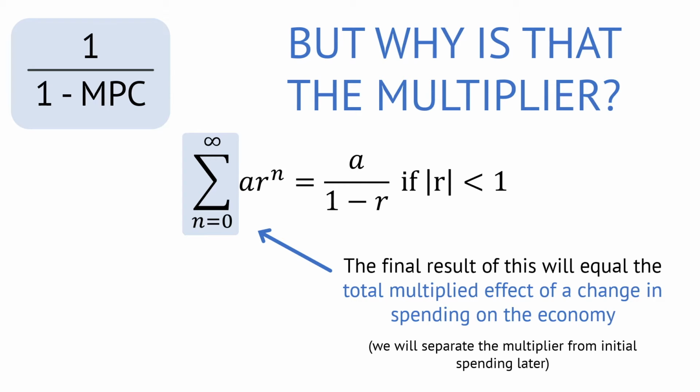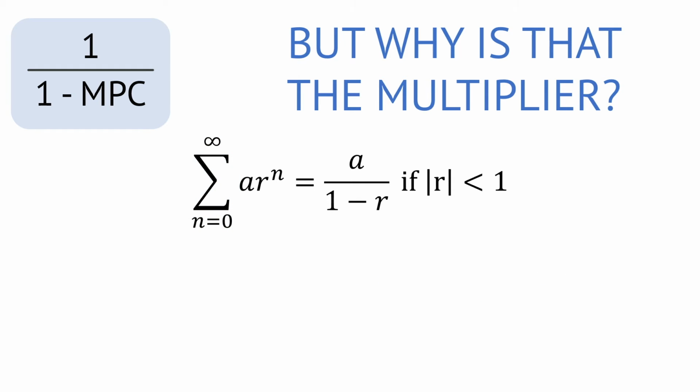Now, if you notice on the right side there, it says it's equal to A over 1 minus R, and that doesn't exactly look like our spending multiplier, because that actually includes our initial spending up there in the numerator. And so we're actually going to separate the multiplier from that initial spending a little bit later on. But now that we understand what some of these different pieces are, let's go ahead and start to kind of break it down.